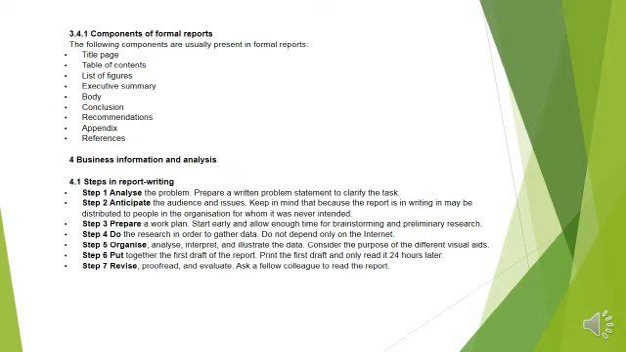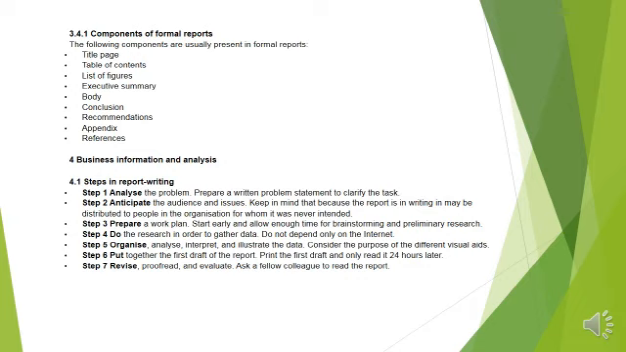Step number 1, analyze the problem. What is the problem? Prepare a written problem statement to clarify the task. Step number 2, anticipate the audience and issues. Keep in mind that because the report is in writing, it may be distributed to people in the organization for whom it was never intended. So I anticipate the audience and issues. Bear in mind, this report might be in the hands of people that it was never intended for.